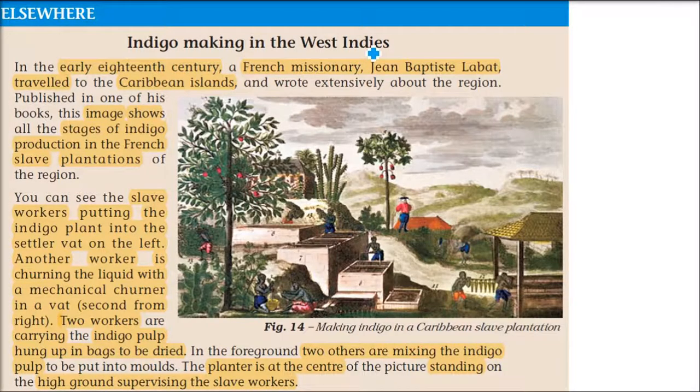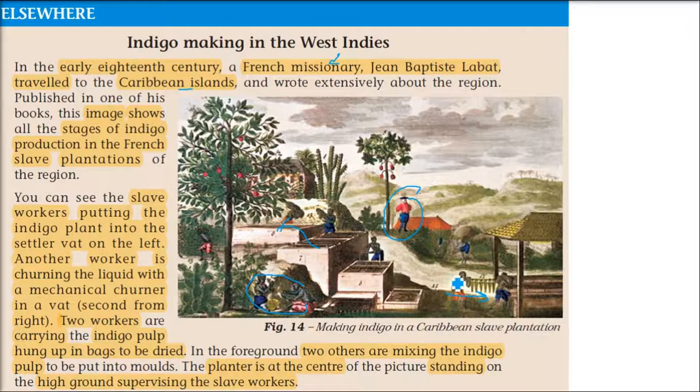Now let me tell you about the West Indies. I told you about Saint Domingue. Indigo was cultivated in various places, not only in India. In the early 18th century, the French missionary Jean-Baptiste Labat traveled to the Caribbean islands, the West Indies. If you see, these are different stages of indigo production in a French slave plantation. A slave worker is putting the indigo plant into the settling vat. Another worker is churning the liquid.